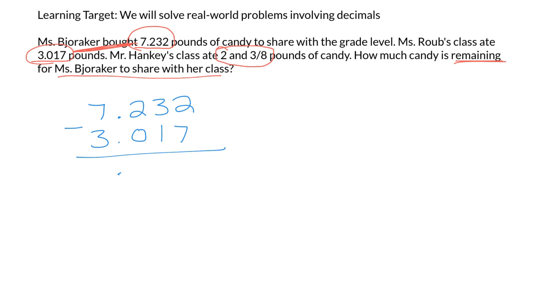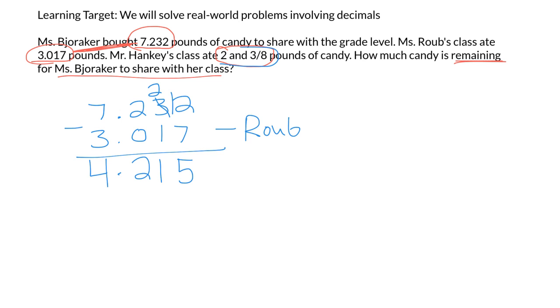I cannot take away 7 from 2, so I'm going to come over to my hundredths here. I'm going to borrow one and regroup it into 10 thousandths. And 12 minus 7 is 5. And 2 minus 1 is 1. 2 minus 0 is 2. And 7 minus 3 is 4. Okay, so this is what is left after Miss Rob's class ate.